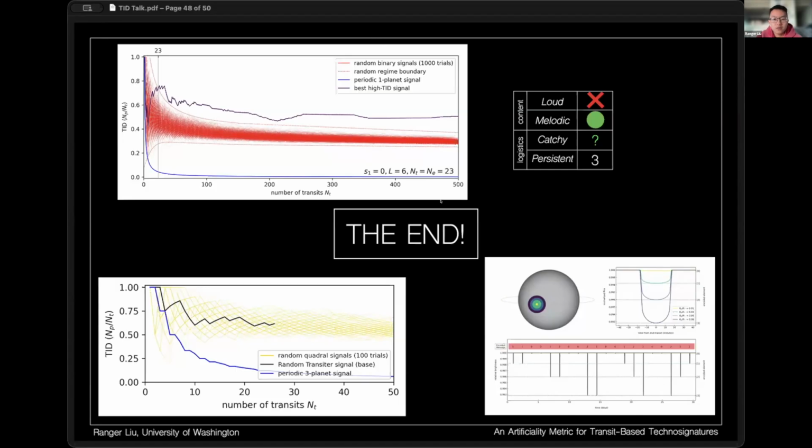Yeah, I think we're trying to think of the signal as being intentional communication. So trying to think from the perspective of constructing a beacon that is meant to be as conspicuous as possible.